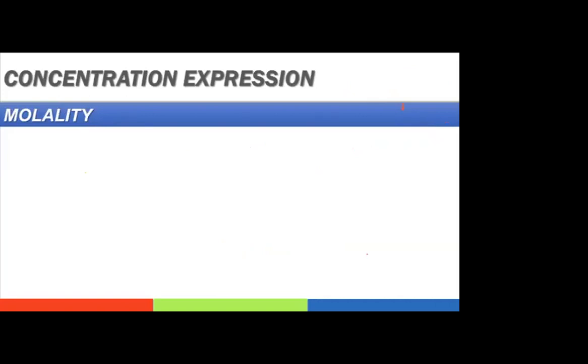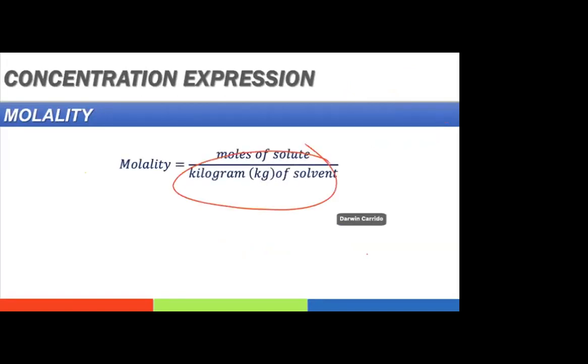Another concentration expression is molality. Molality is equal to the number of moles of solute per kilogram of solvent. Anong difference niya kay molarity? Ito, kilogram of solvent. Solvent lang, water lang kung yun ang solvent mo. Now, what is its symbol? Small letter m. How do you read this? Kunwari, 1 molal solution of hydrochloric acid. Hindi molar ha. Kapag molar, capital letter M, molarity po yun.